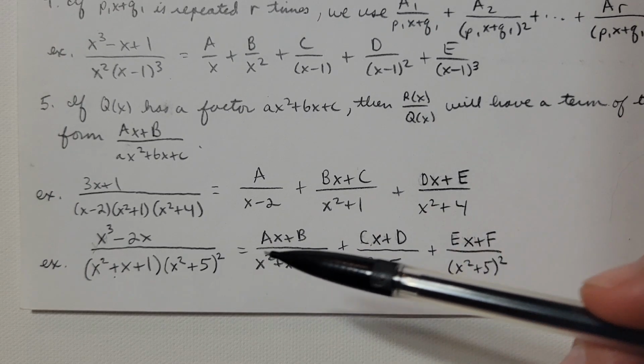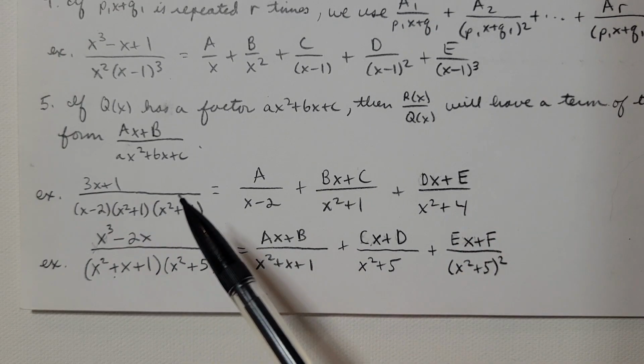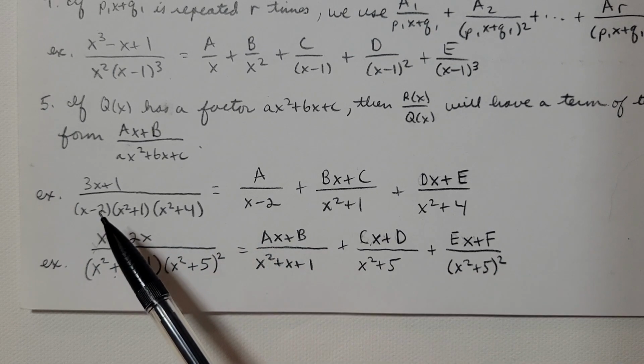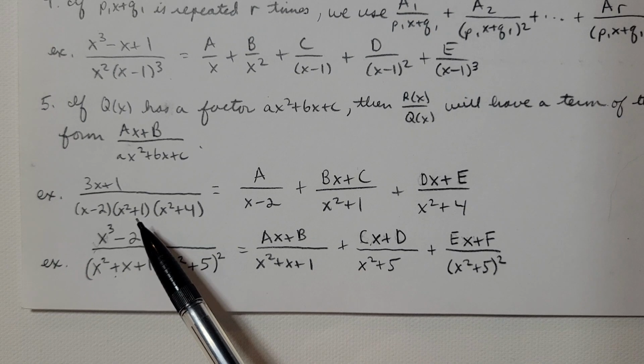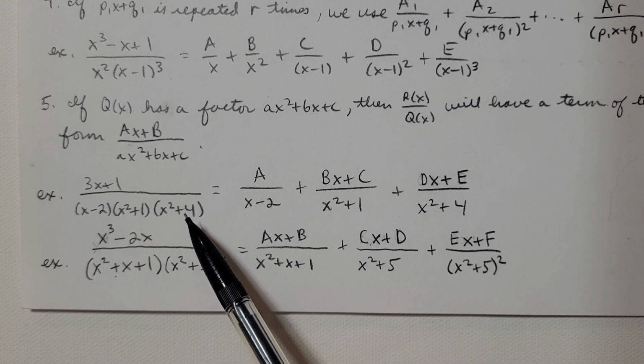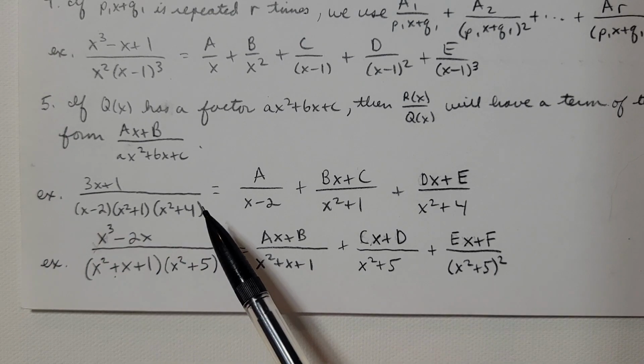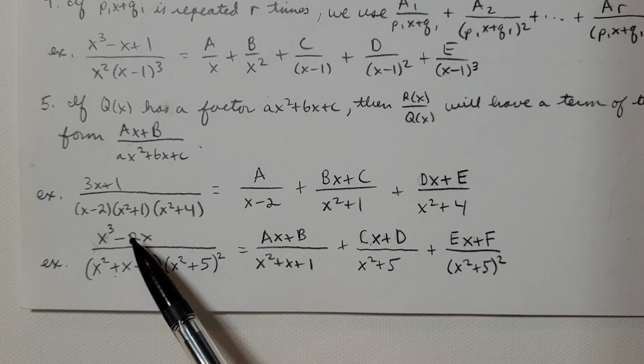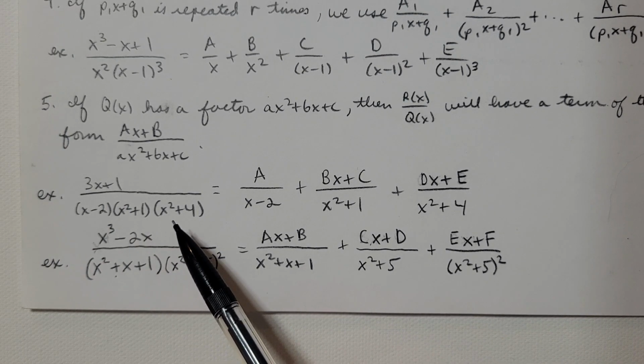Here are two examples. So what if I were to split this up into partial fractions? Well, I've got a linear factor, x minus 2, and then a quadratic factor, x squared plus 1, and then another quadratic factor, x squared plus 4. None of these repeat. Also, these quadratic factors, x squared plus 1 and x squared plus 4, are irreducible, so they're not going to factor further.